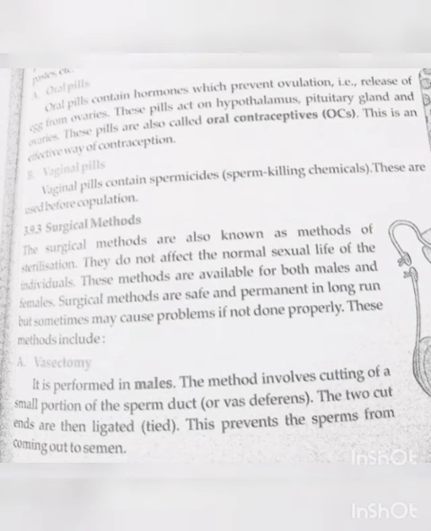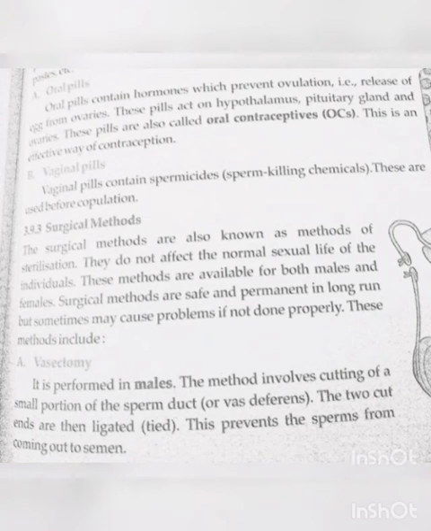The last method is the surgical method. The surgical methods are also known as methods of sterilization. They do not affect the normal sexual life of the individuals. These methods are available for both males and females. Surgical methods are safe and permanent in the long run, but sometimes may cause problems if not done properly. These methods include vasectomy in males and tubectomy in females.